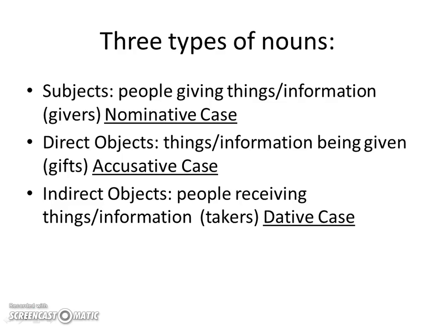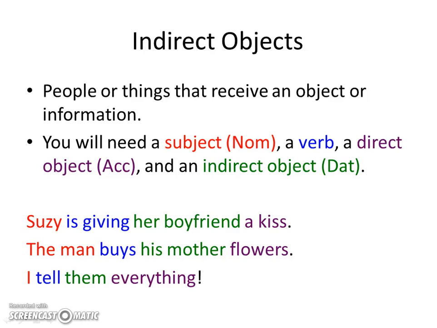So the three types of nouns that you'll see in a gift-giving scenario are the subject, which takes the nominative case, and these are people giving things or information. They're the givers. The direct objects, which are the things or information being given, take the accusative case, so those are the gifts. And then we have indirect objects. Those are the people or things receiving things or information. They're the takers. They take the dative case.